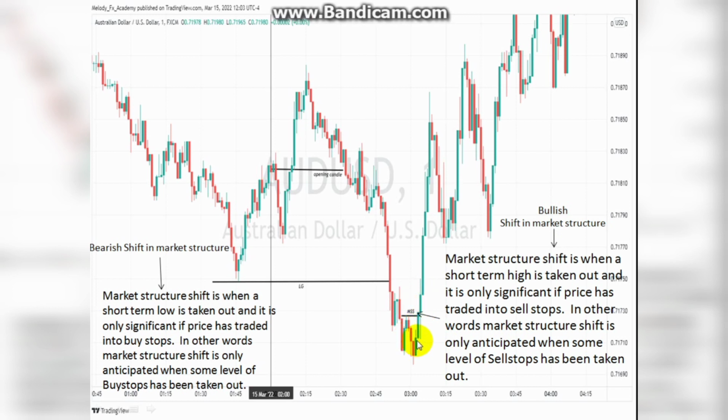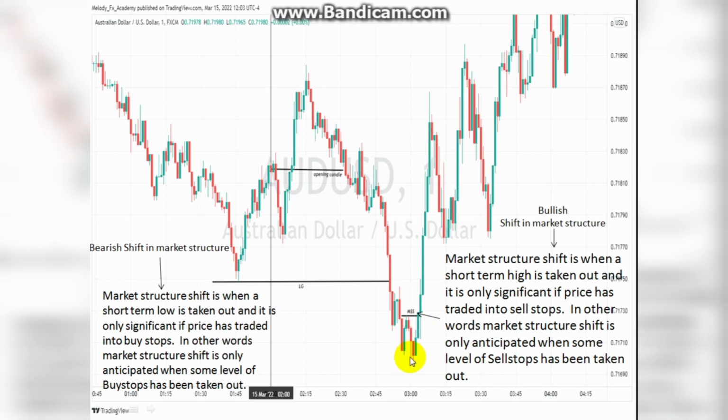Okay, market structure. This right here is known as a market structure shift, and it is only valid if some level of sell stops has been taken out, just like we see here. Price traded below an old low, taking out sell side liquidity, and this is a market structure shift. Once price took out this old short-term high, this is a market structure shift. This is known as a valid market structure shift.